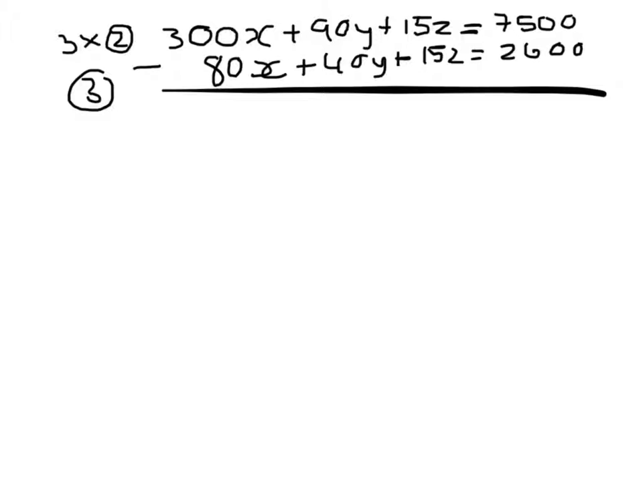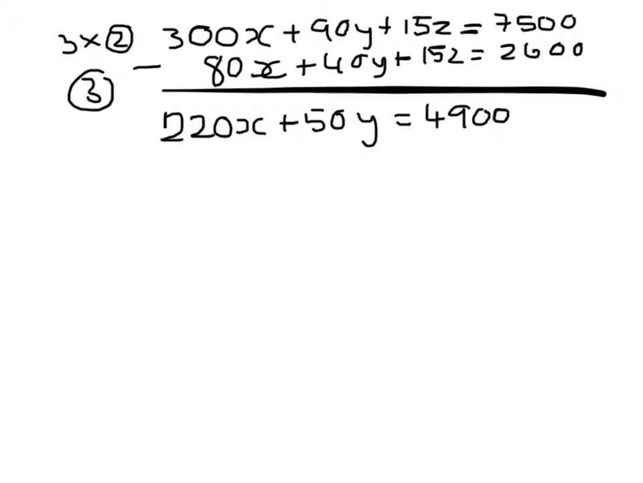300 take away 80 is 220x. 90 take away 40 is 50y. 15z take 15z is 0. And 7500 take away 2600 is 4900. Dividing through by 10, 22x plus 5y equals 490.